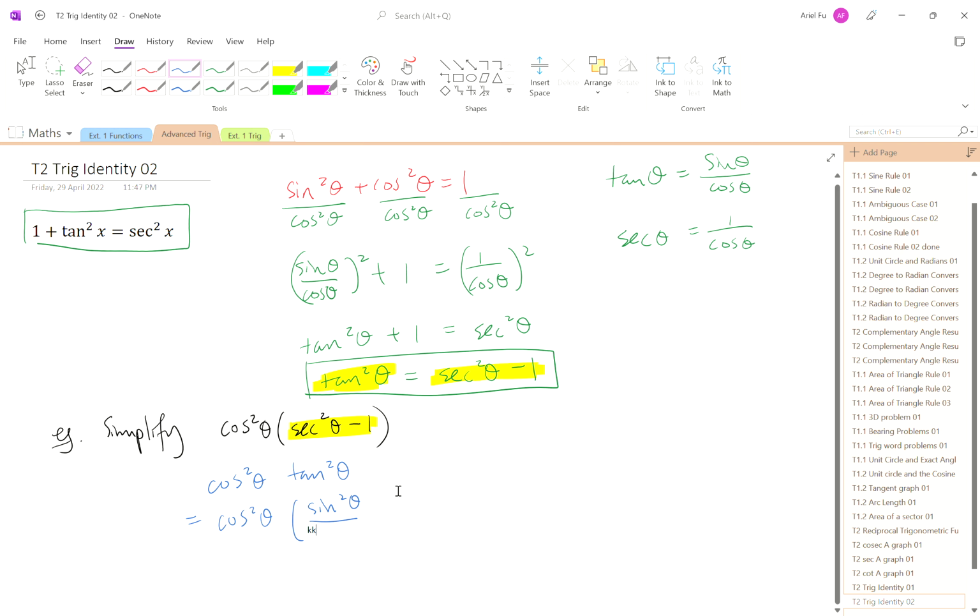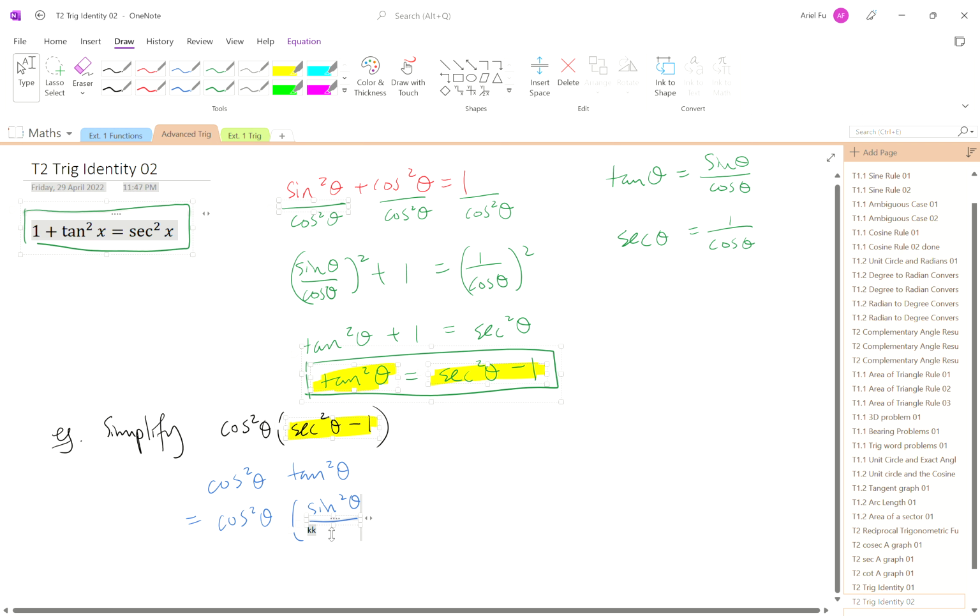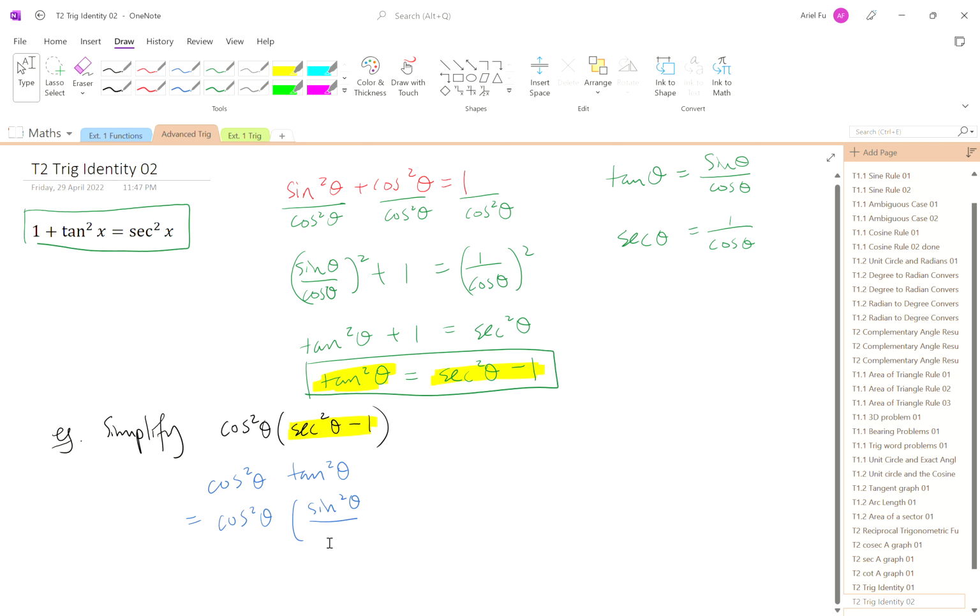So in things like this, you can always further simplify the tangent. Check if you can. All right. So once we express this as a fraction, cosine and cosine will cancel out, leaving you with just sine squared theta.